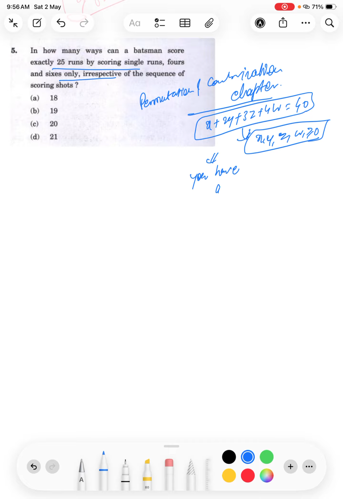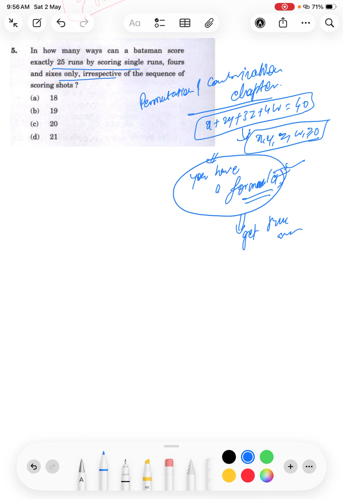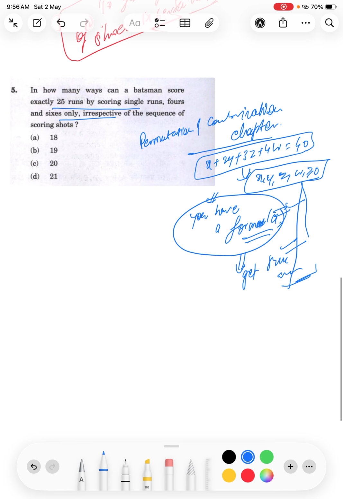You have a formula for this type of question. You use that formula and you get the answer. So this is a similar question. The question is saying: in how many ways can a batsman score exactly 25 runs by scoring single runs, fours and sixes only, irrespective of the sequence of scoring shots. It doesn't matter in which sequence the shots are being taken by the batsman.